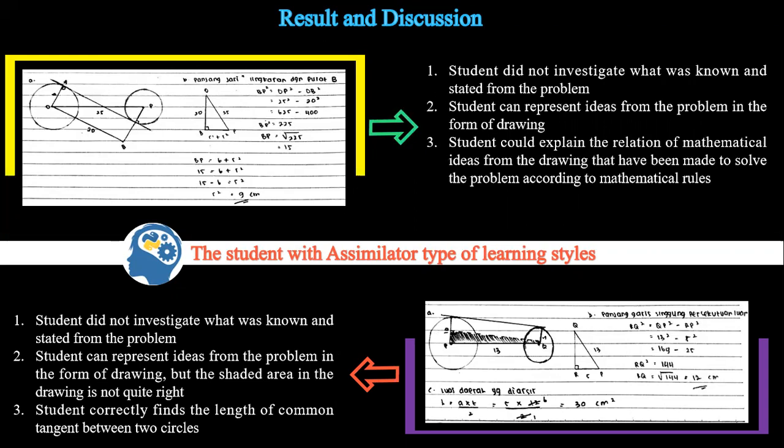Point 1. The student did not investigate what is known from the problem in the form of symbols or mathematical notation. Therefore, the problem-solving tool indicator is not fulfilled. Point 2. In the representation indicator, the student represented the ideas in the form of a drawing well. Point 3. In the alternative solution, the student correctly found the length of the common tangent between circles. The completion procedure used by the student is true and correct. Nonetheless, the shaded area in the drawing is not quite right. This could result from a mistake in applying a formula to determine the shaded area region.